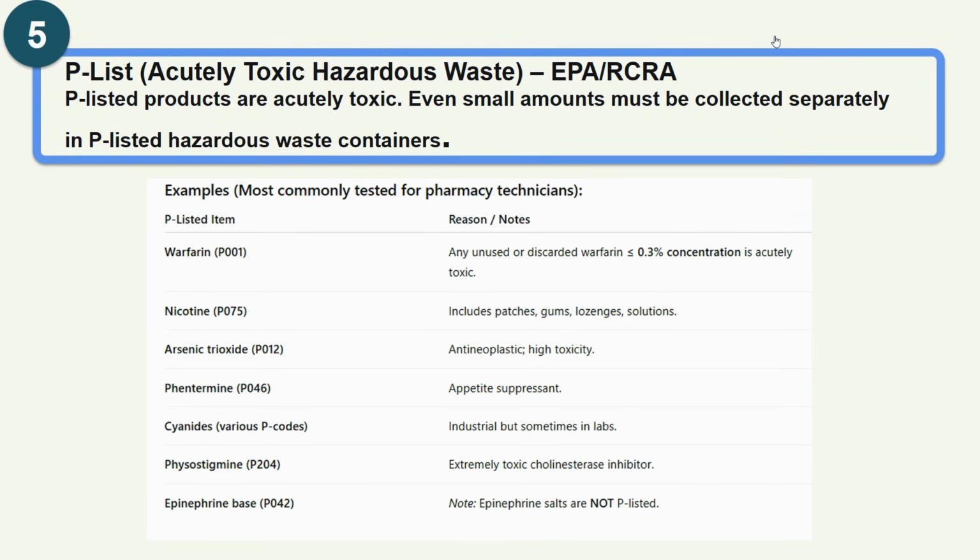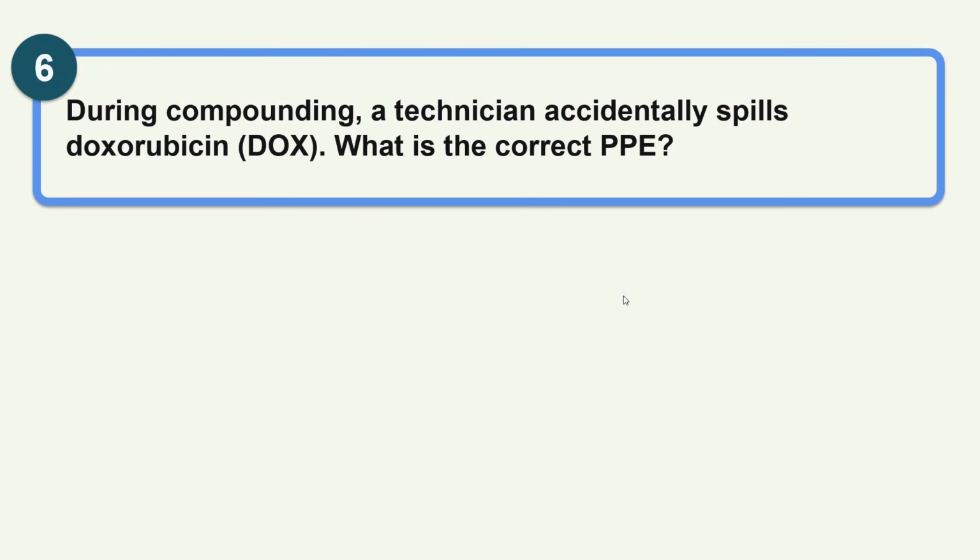So, according to the EPA, the P list includes acutely toxic hazardous waste such as warfarin, nicotine, arsenic, phentermine, cyanide, physostigmine, and epinephrine, which fall under this category of P list, and those require specific procedures for handling and disposing of those products. During compounding, a technician accidentally spills doxorubicin. What is the correct PPE?